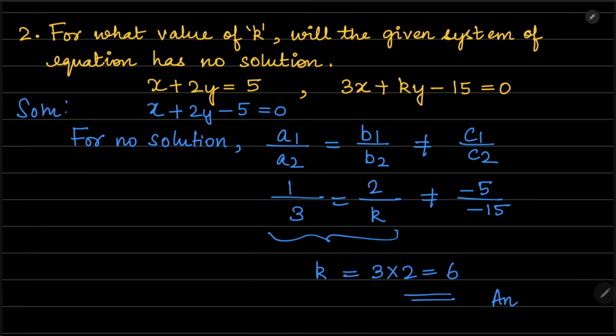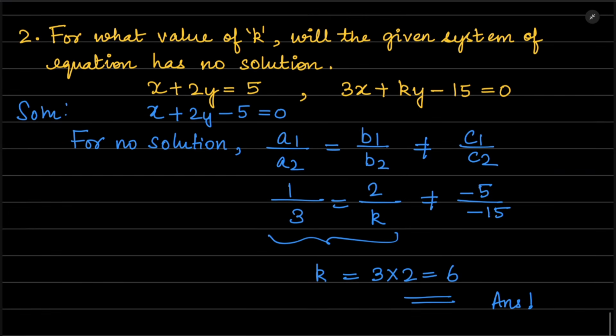So that's your final answer. So at k equal to 6, for k equal to 6, the system, but again, there is a trick here. Why? Because if you replace k with 6, okay, listen very carefully. What is your a1 by a2? If k equal to 6, can we rewrite and validate if our answer is correct? What is the first two ratio? a1 by a2, it's 1 by 3. Is equal to 2 by, what is your k? 6. It is not equal to minus 5 by 15.